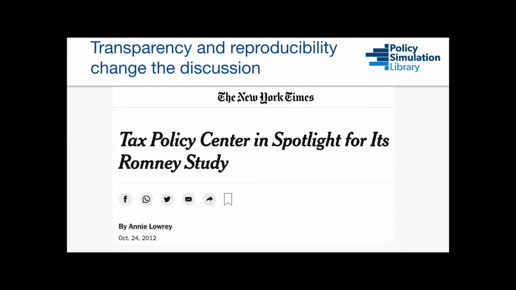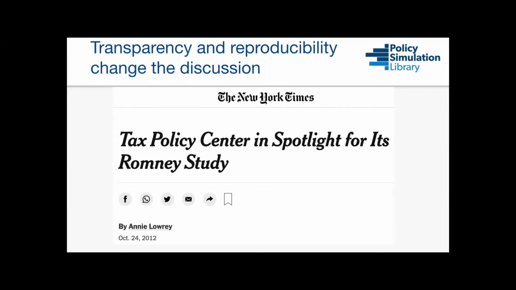And this is important for bridging partisan divides, but also, like I said, just shifting that discussion. Let's make it about the policy. Let's make it about the science behind the assumptions underlying the policy. Tax Policy Center, who I mentioned there with the study in 2021 using a PSL model, were in a bit of a heated debate in 2012 with their analysis of Mitt Romney's campaign's tax proposals.